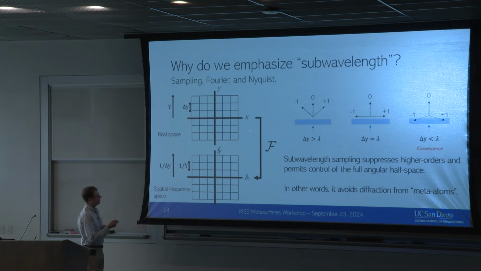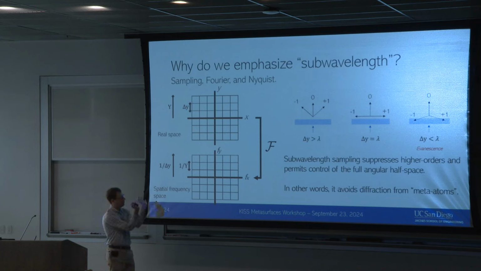The reason for this is that you may remember from the very nature of the discrete Fourier transform that if you have something in real space that's sampled on a grid with a separation delta y, in conjugate space, the Fourier transform exchanges the role of the sampling and the support. So in the angular frequency, in the angle space, the spatial frequency space of Fourier optics, it means that if you sample on a sub-wavelength pitch, the diffraction orders from the sampling will go out to 90 degrees and then beyond as the sampling becomes sub-wavelength.